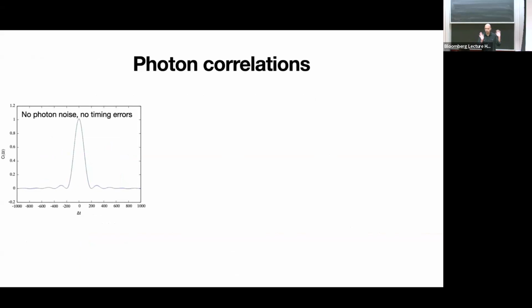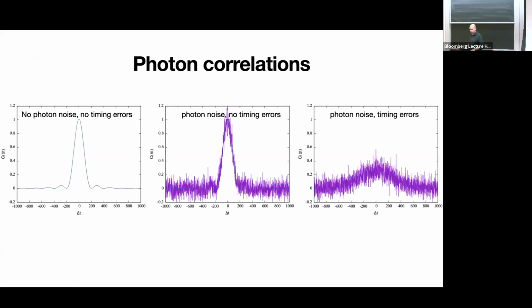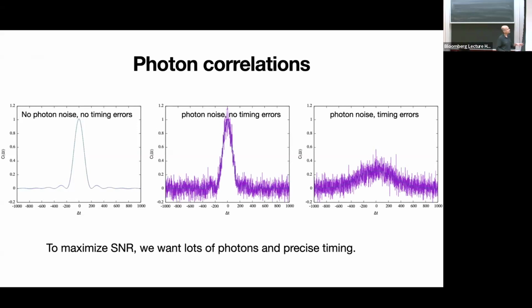So how do these correlations look in practice? Again, for a top hat source, this is how the two-point cross correlation might look in the absence of any sort of noise whatsoever. Now, if we allow for photon noise, what does that do? It adds noise to this correlation function. And if we allow for timing noise, what that does is to smear out this correlation peak in the x direction. So to maximize the signal to noise in seeing these correlations, we want lots of photons to minimize the shot noise, and we also want precise timing to minimize the smearing effect.